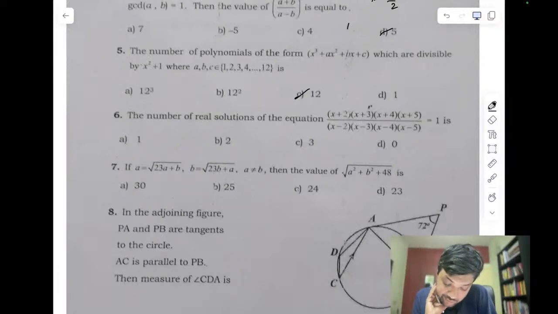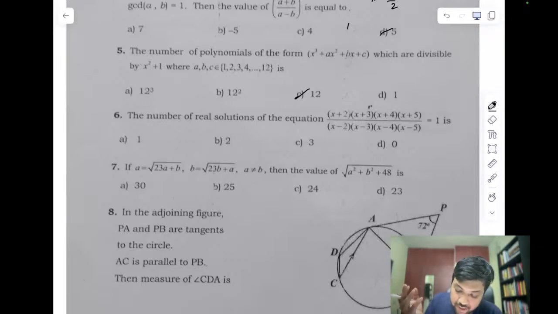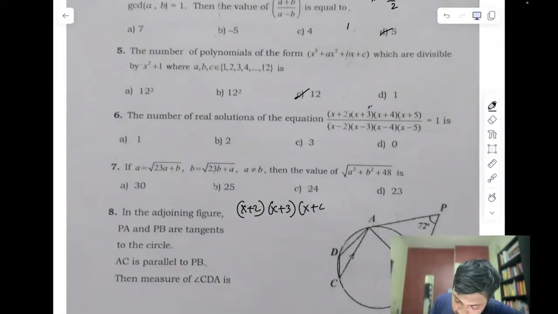If you expand that equation, clearly x power 4 will cancel and it will become a cubic polynomial. So it can have at most 3 solutions, but some of them could be complex. We can try to guess by pattern. We have x plus 2 into x plus 3 into x plus 4 into x plus 5 equal to x minus 2 into x minus 3 into x minus 4 into x minus 5.